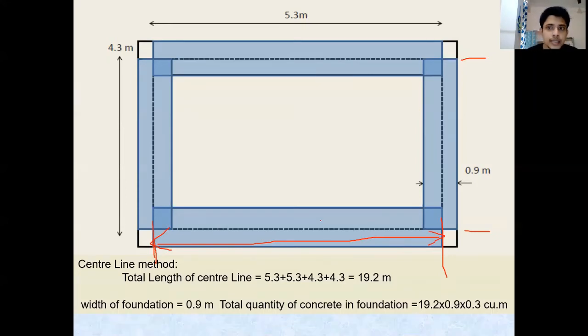Now, while doing this type of calculation, we are measuring this portion twice, but we are leaving out this portion. Therefore, it gets compensated. Similarly on this side and on this side also, the corners we are measuring twice at one location, and at one location we are leaving out in the measurement. So ultimately it gets compensated and we get the total volume of work.